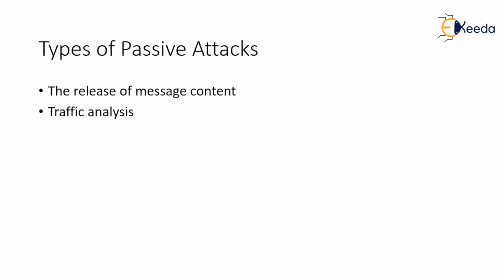Next is traffic analysis. Here in traffic analysis, the opponent could determine the location and identity of the communicating hosts and could observe the frequency and the length of messages being exchanged among them. This information might then be useful in guessing the nature of the communication that was taking place between the two communicating parties. So these are the two types of passive attacks.